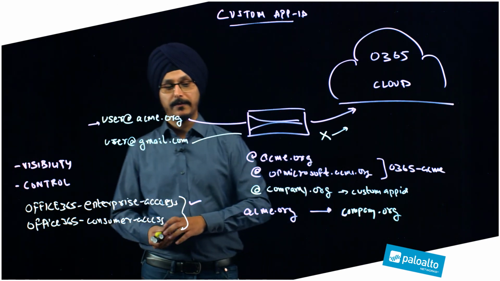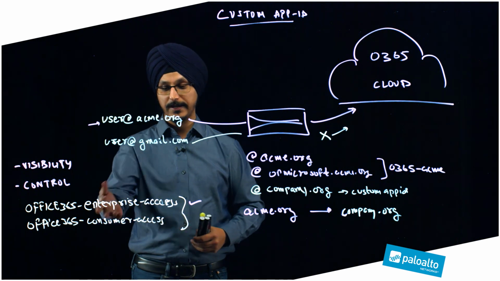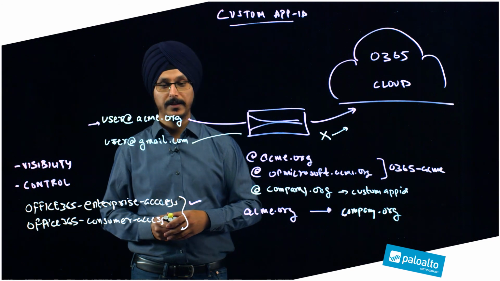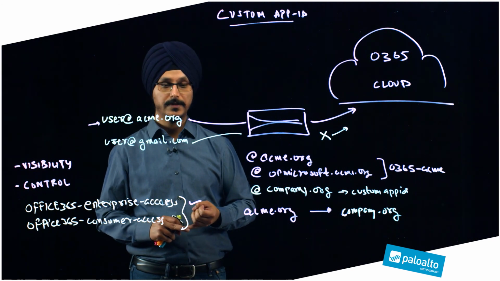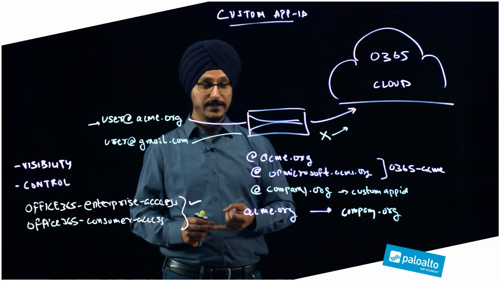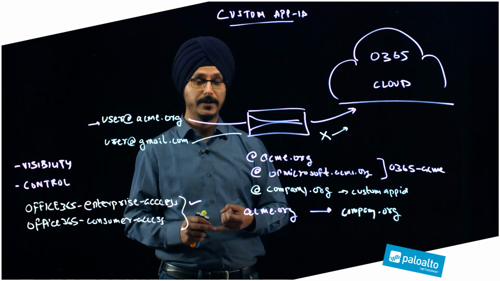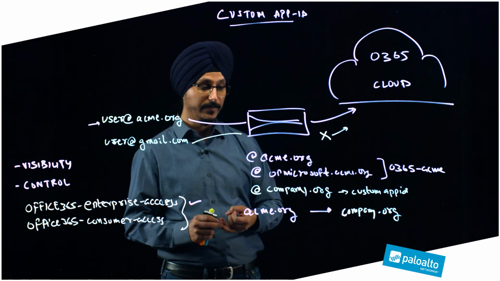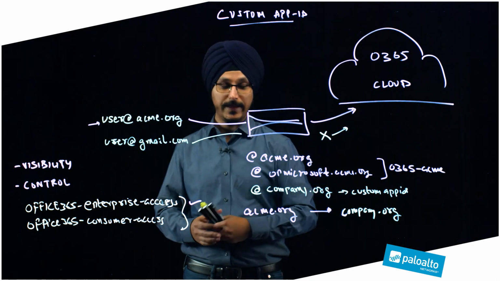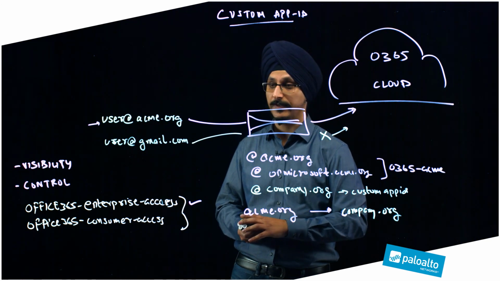So this gives you, at a very high level, how you can use custom app ID along with the pre-existing app IDs of enterprise and consumer access to safely enable access to Office 365. You can block access to consumer accounts. You can allow access to sanctioned enterprise accounts. You can allow access to more than one sanctioned enterprise account, not just yours, but for partners who are visiting and working with you. And then you can also use URL filtering along with app ID to control cross-tenant sharing of folders across Office 365.